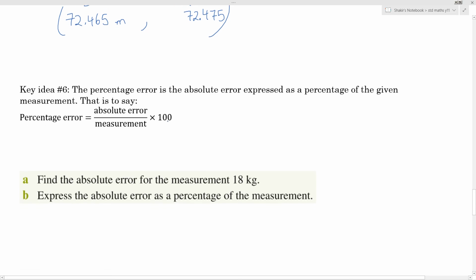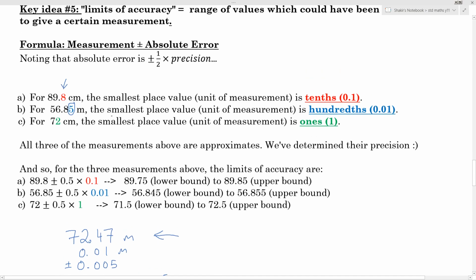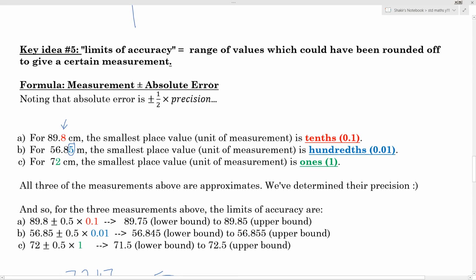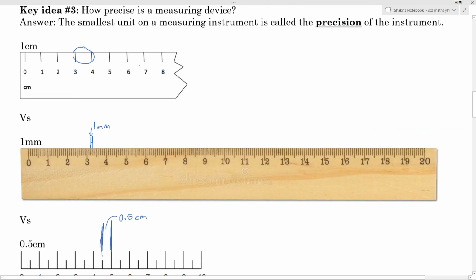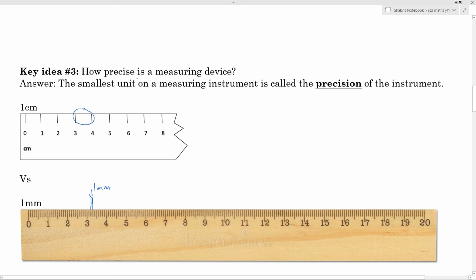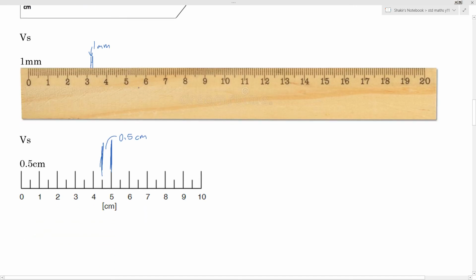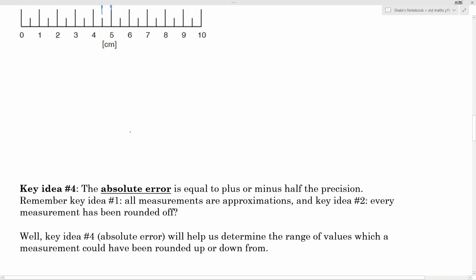Key idea number 6. Now we move to percentage error. The percentage error is the absolute error expressed as a percentage of the given measurement. That is to say, percentage error equals absolute error, which we have been determining over here. Absolute error is half the precision, right? So just keep in mind, you've got to know what precision is. Once you know precision, you can do absolute error.